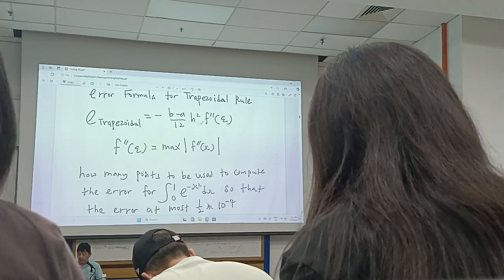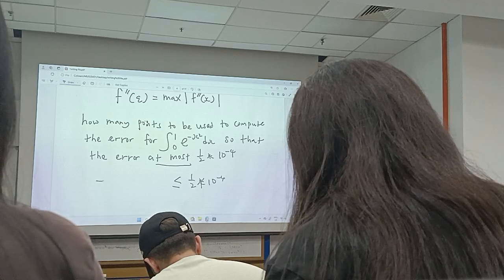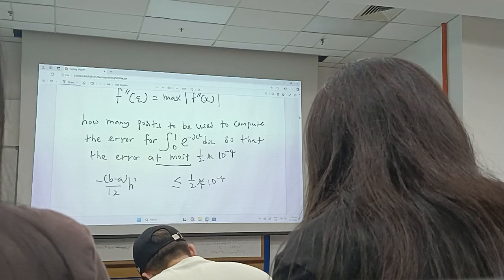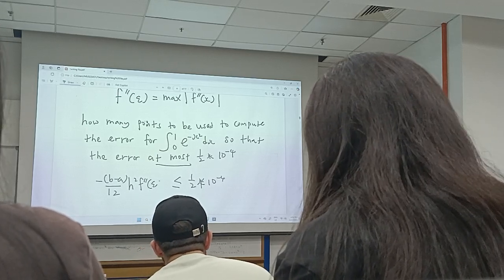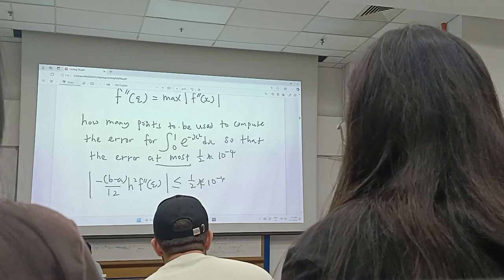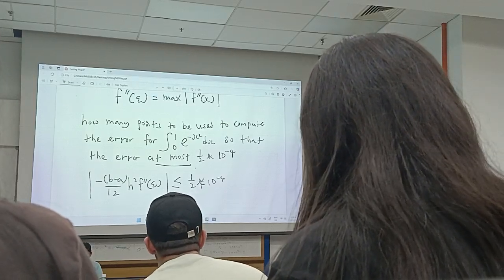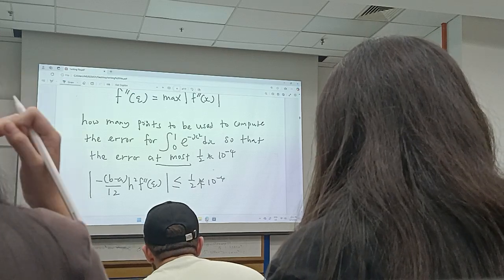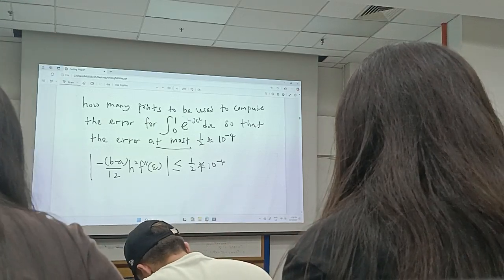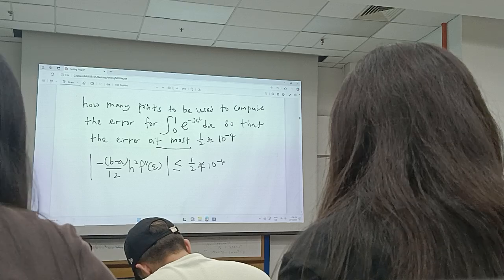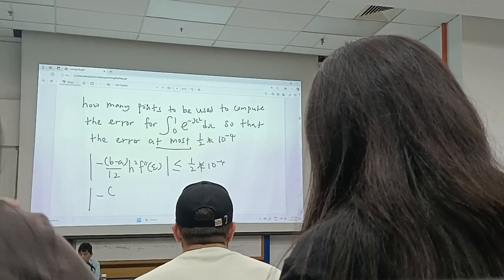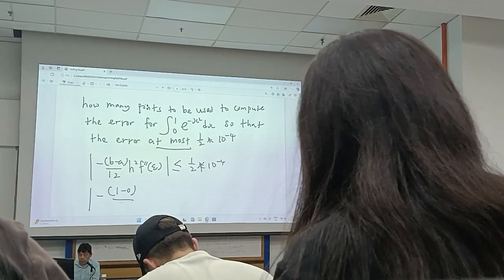This is the error, you calculate the error. So write down the formula. Over 12 h squared. Okay. So how many points we need to use so that error will be at most, we can control the error at this value. So from this integral here, what is the a and b? 0 and 1, right? So plug in b equal to 1, a equal to 0.